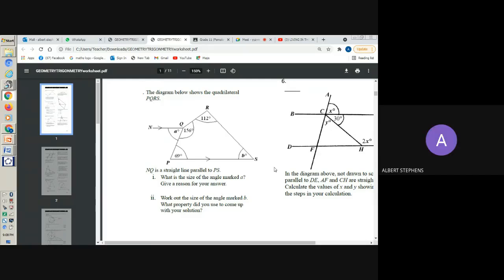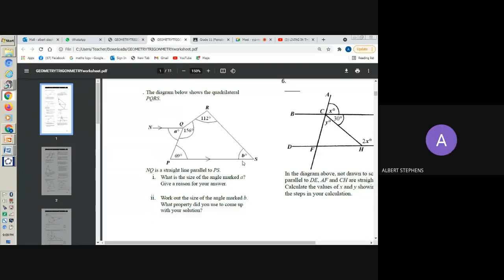Thanks. All right. What about B, class? What is B? 23. B will be down here. Sir, I have 23. All right. How did you get the 23? Sir, because it's a four-sided figure, so I add up all the angles and subtract from 360.